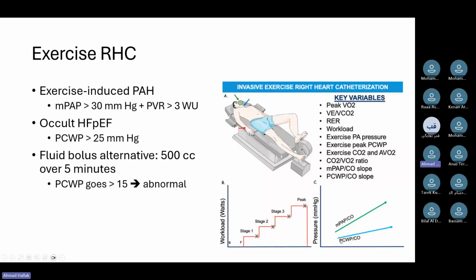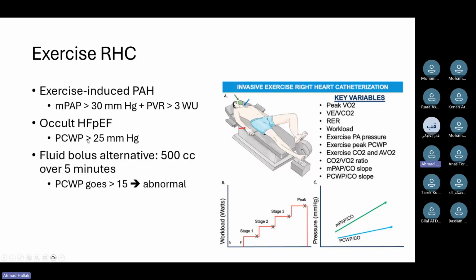And normally, for every 1 liter of cardiac output increase, I think, the wedge pressure should only go up by 2. In patients with heart failure with preserved ejection fraction, diastolic dysfunction, you're going to notice that the PA wedge pressure goes up much higher than the cardiac output goes up. If someone has exercise-induced pulmonary artery hypertension, that means their mean pressure goes above 30 and their pulmonary vascular resistance is above 3 Wood units. That's the diagnostic criteria for it.